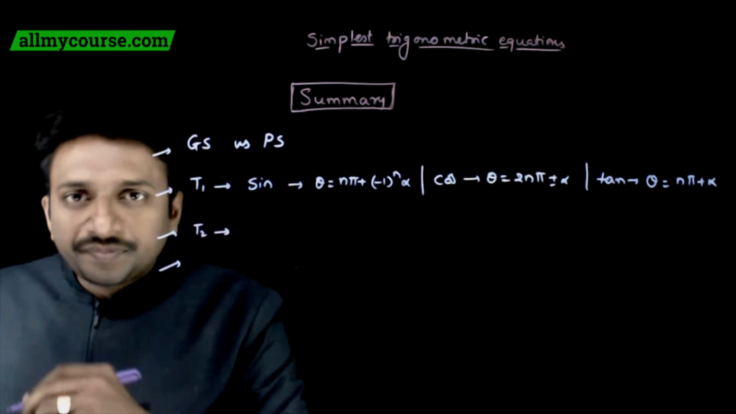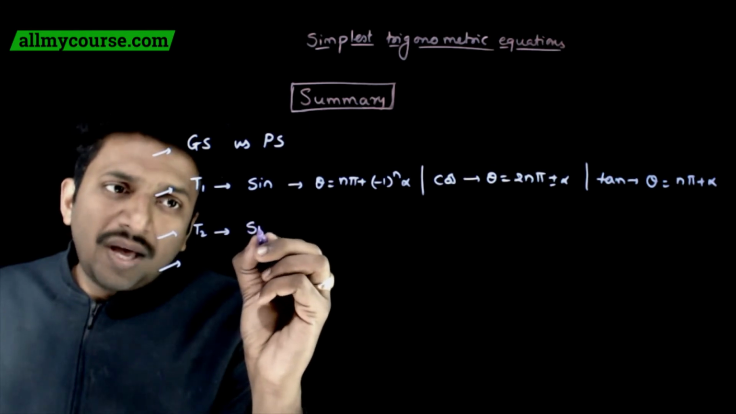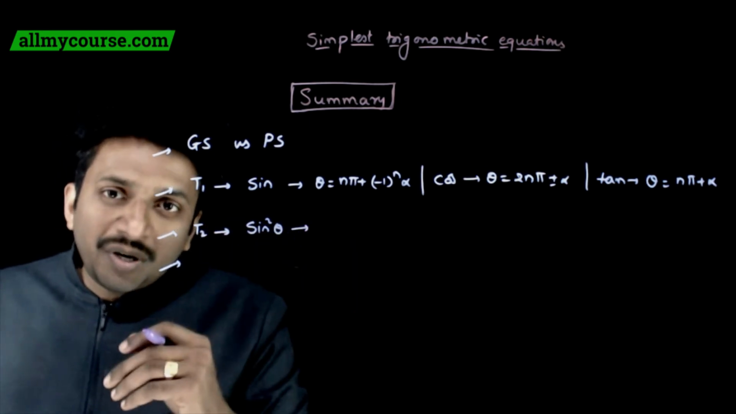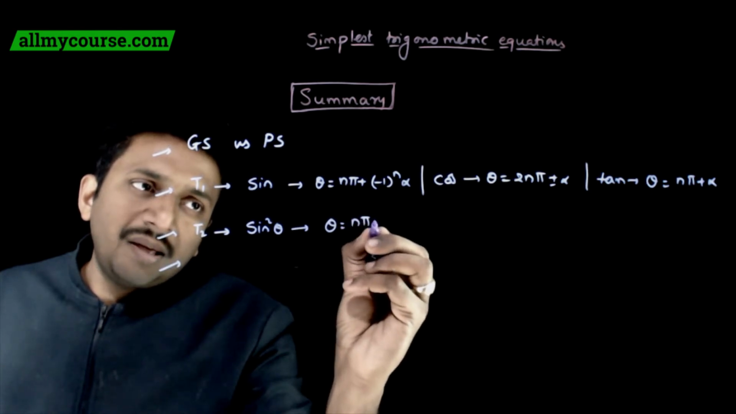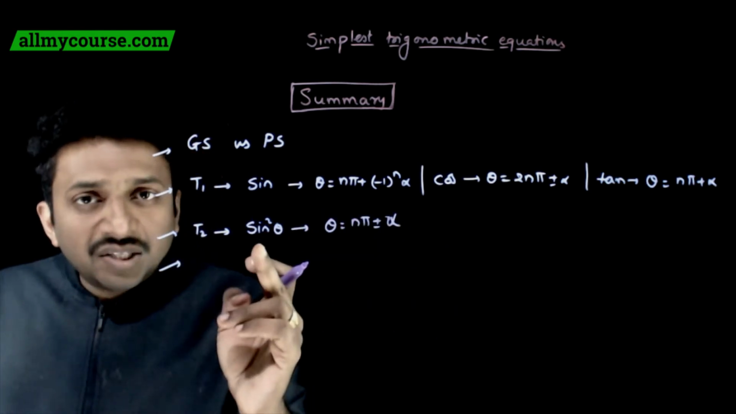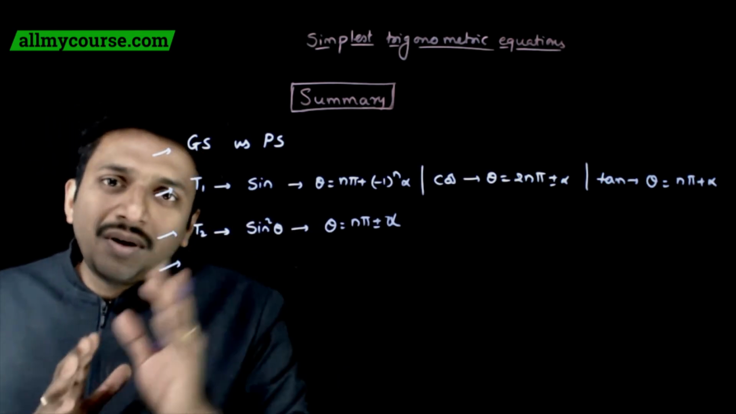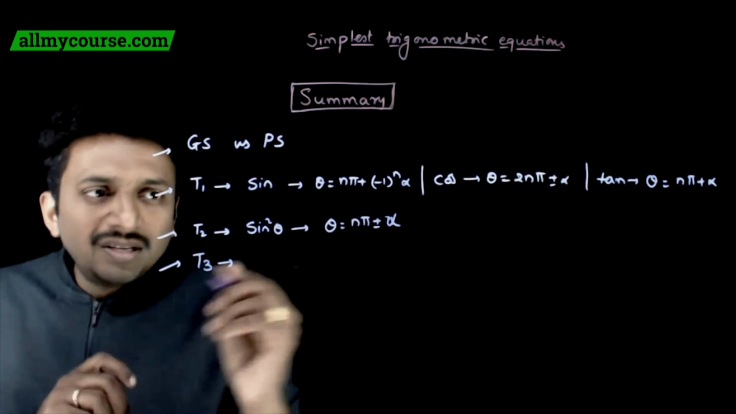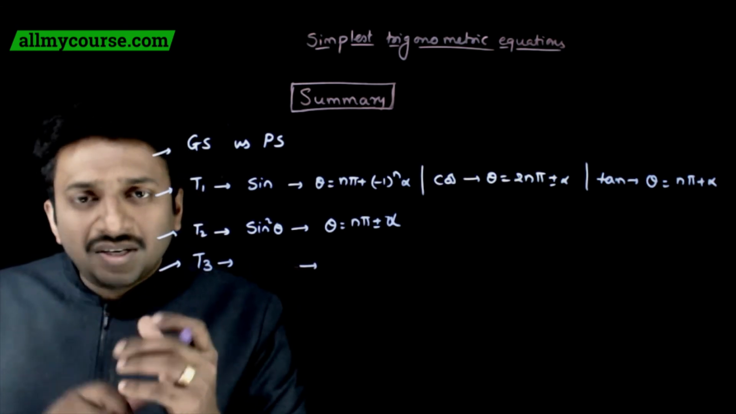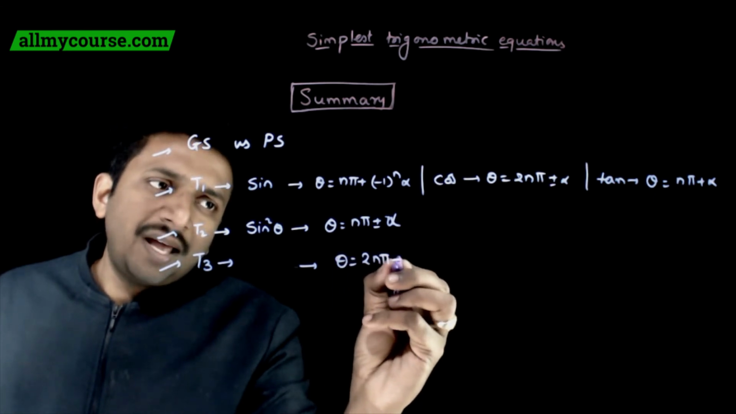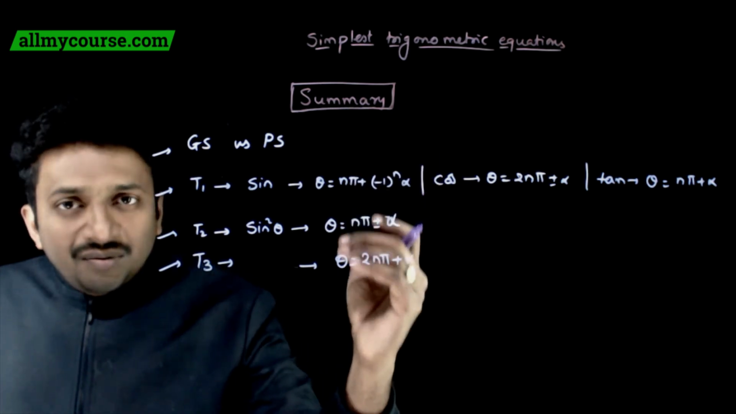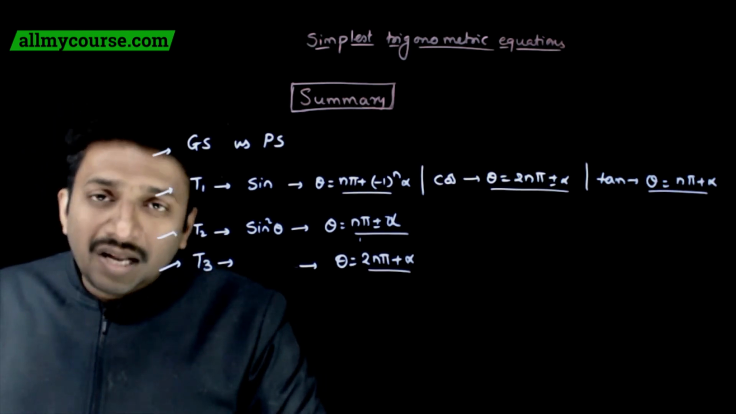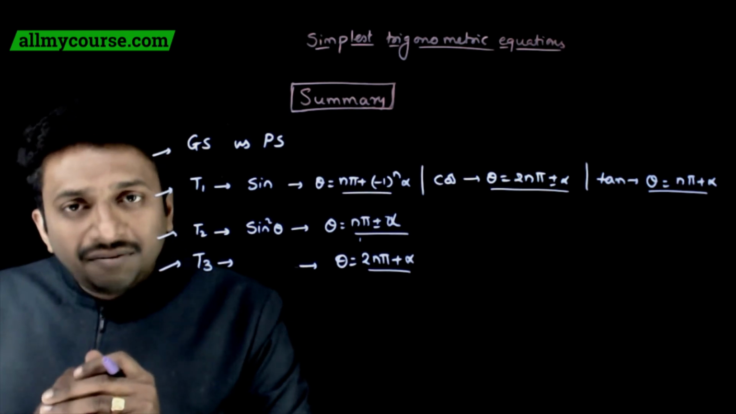Next, type 2 involves squares of trigonometric ratios. Whenever you have squares, whatever the trigonometric ratio you are dealing with, the answer is always n pi plus or minus alpha. If you have sin square theta is equal to sin square alpha, or any trigonometric ratio, theta is equal to n pi plus or minus alpha. Now type 3 is the simultaneous equation type. If you have two equations of the form sin theta is equal to sin alpha and cos theta is equal to cos alpha, theta is equal to 2n pi plus alpha. These are the standard results which you need to remember if you want to go forward in this topic. Once you have made sure that you have remembered all this, let us go to our problem section.